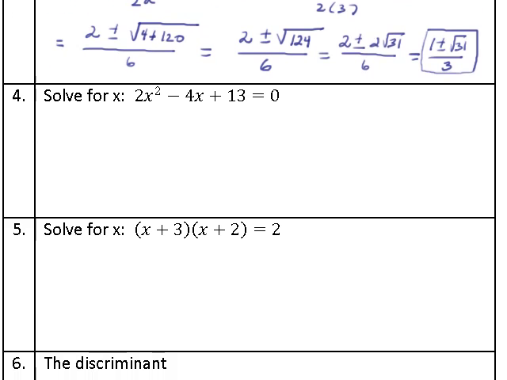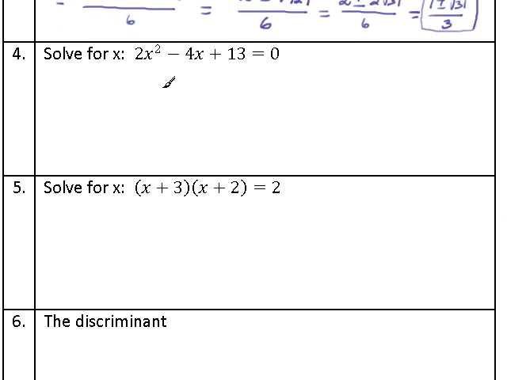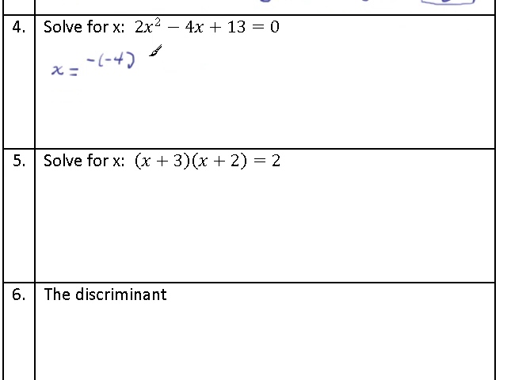All right, let's look at number 4. Again, if we try to factor, we won't be able to, so let's try the quadratic formula. So we have x is equal to negative b, that's minus minus 4, plus or minus the square root b squared minus 4ac over 2a.